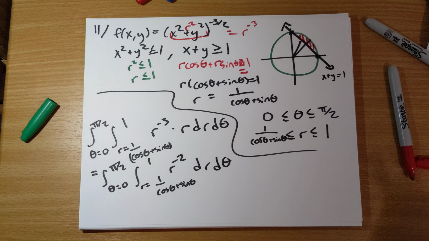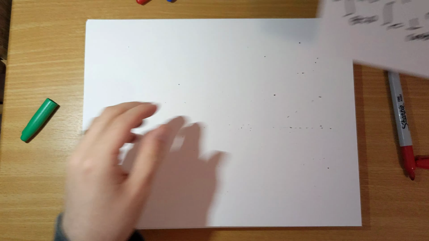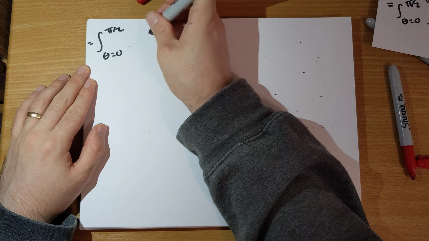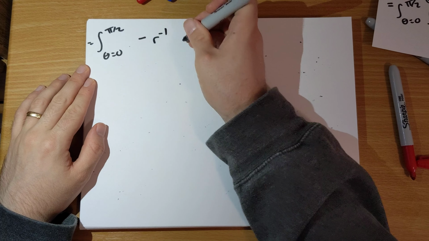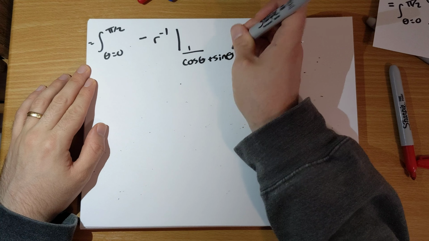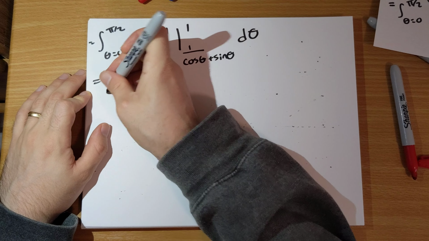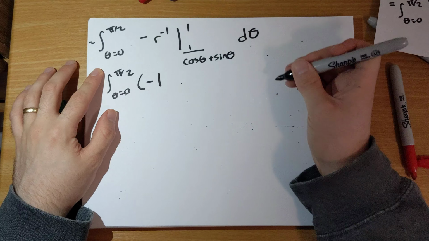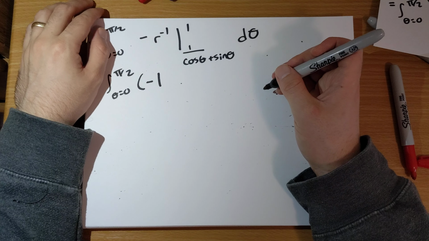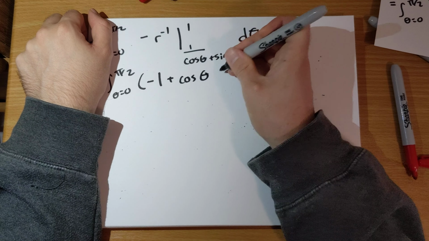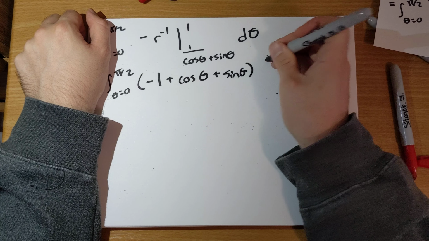Okay, so we need to integrate this a couple times. First, the antiderivative of r to the negative 2nd power will be negative r to the negative 1st power. Plug in r is 1 over cosine theta plus sine theta and 1. Plugging in 1 gives us negative 1. Plug in 1 over cosine theta plus sine theta: 1 over this to the negative 1st power will just be plus cosine theta plus sine theta here.